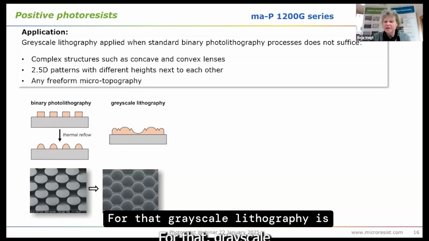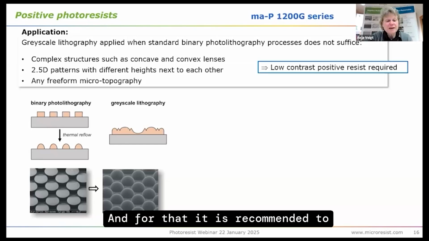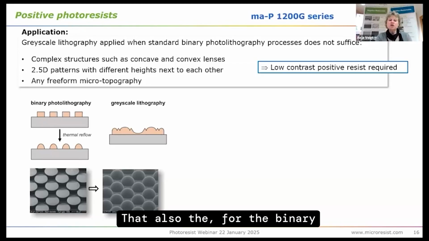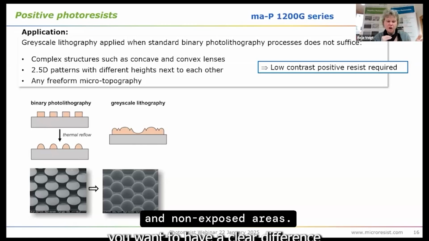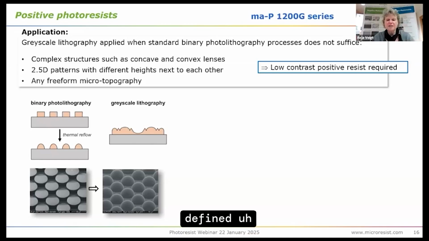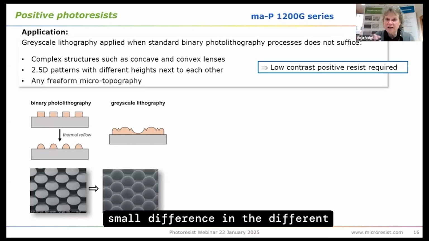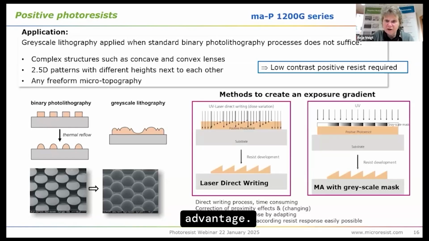For that, grayscale lithography is recommended to be applied. And for that, it is recommended to use a low contrast positive resist. For binary lithography, you want to have a clear difference between exposed and non-exposed areas. And for grayscale, you need a defined small difference for the different applied exposure doses. And here, a low contrast is an advantage.